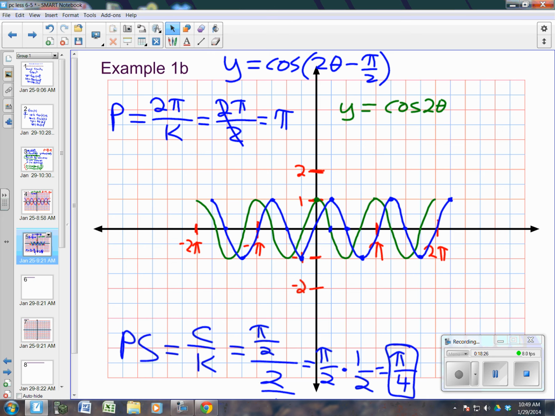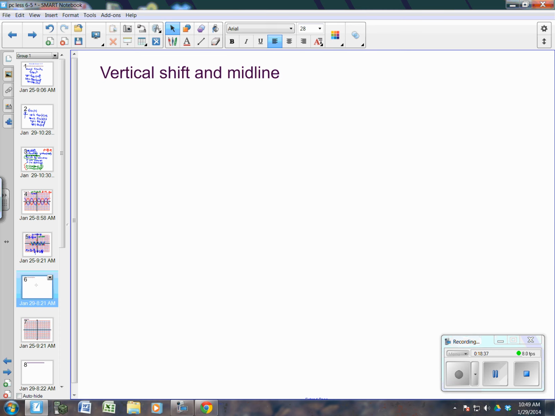So how many of you think you could graph one of these on your own? I think in your groups you can. Actually, no, you know what? I'm going to do the vertical shift first, and then we'll put it all together. Okay, vertical shift. We're going to learn about midline. Okay, what is midline? The vertical shift of a function.